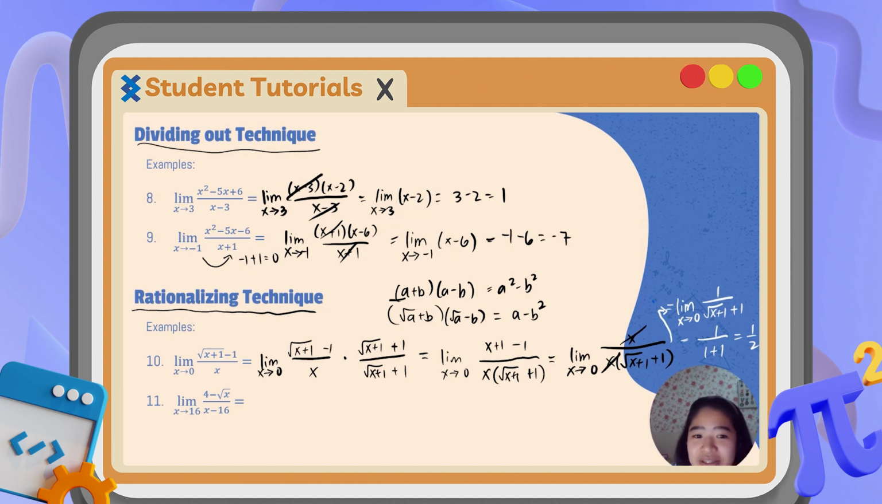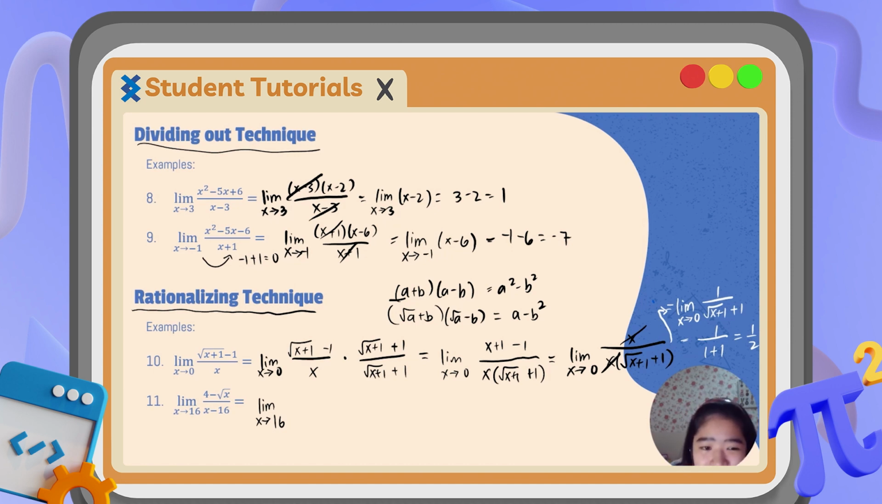So if you don't believe me, you can pause this video and try to analyze that. And then next, let's go here. For this number, we'll have the limit as x approaches 16. When you try to substitute 16 into the function, you'll get a denominator of 0, because 16 minus 16 equals 0.